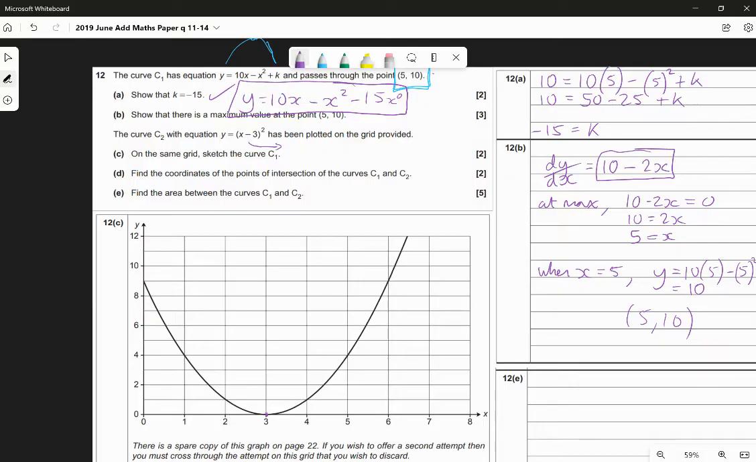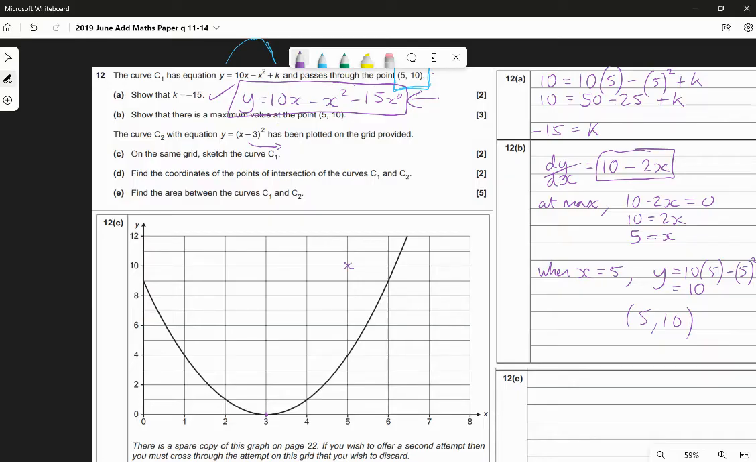Okay. On the same grid, sketch the curve C1. So we want to sketch this curve on the graph, so we have both curves on that graph. Well, one way is just to plot some points, okay? So if we plug in the values 0, 1, 2, 3, 4, 5, 6, 7, 8, and then plot those points, then we should get a nice smooth curve. We already know that (5, 10) is on the graph.